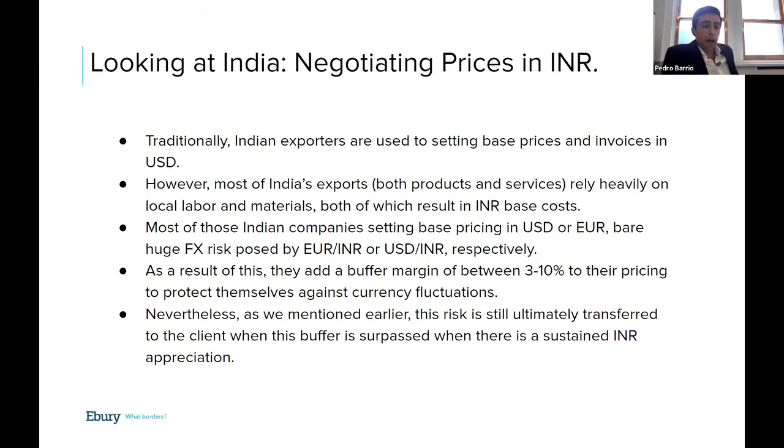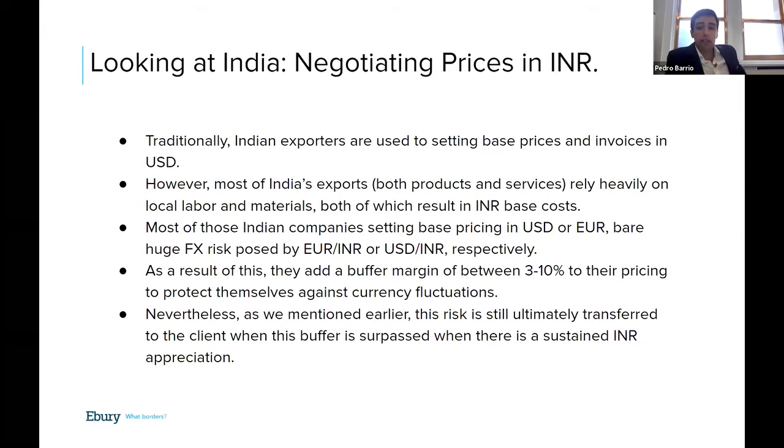This has been a long-standing trend. However, in contrast with other countries where base costs might be larger in USD because of commodity imports and materials being priced also in USD, in the case of India, both for products and services, they rely heavily on local labor and also materials. So it's obviously a very rich country in terms of commodities and materials. So a huge part of the base cost of any Indian company is always going to be denominated in INR.